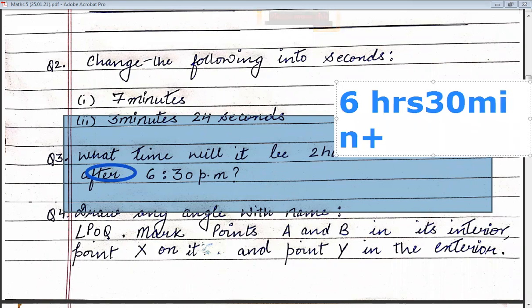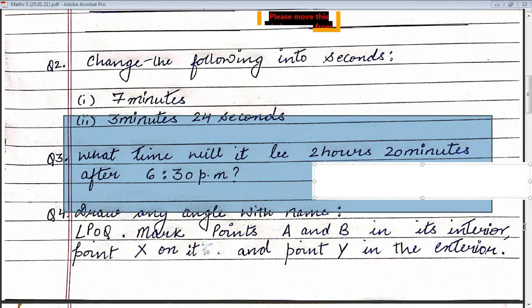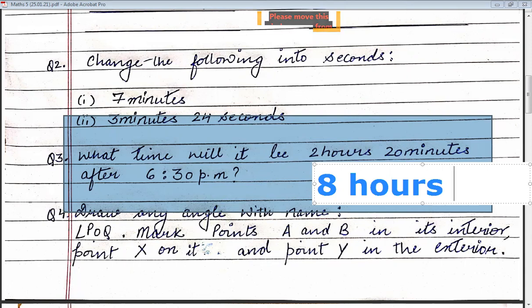You will add it with 2 hours and 20 minutes. Okay. So you have to add these two things, and whatever answer you will get, that will be in hours and minutes. Let me tell you what will be your final answer. After adding, you will get 8 hours and 30 plus 20, that is your 50 minutes.